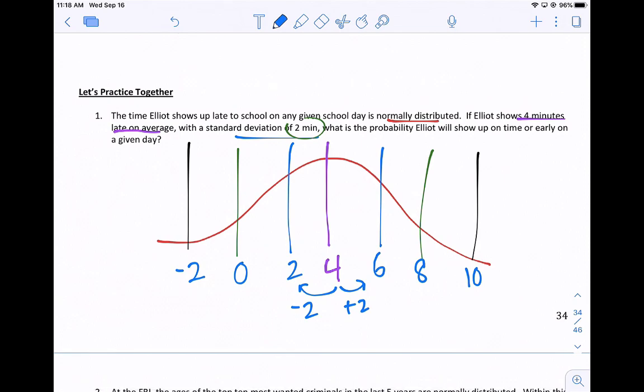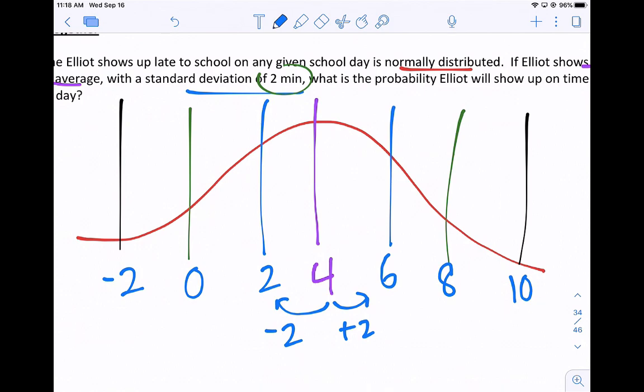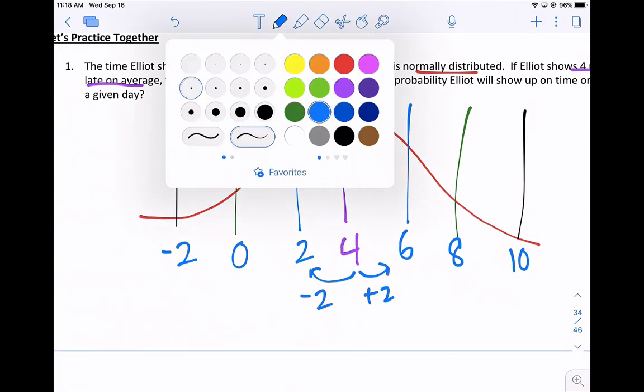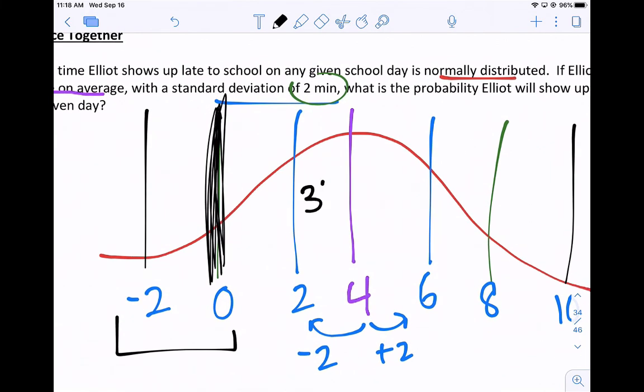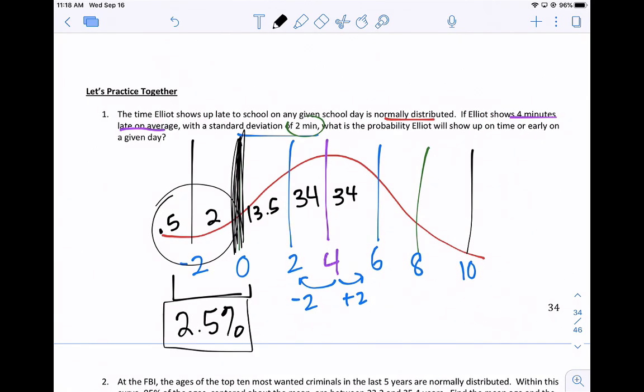So then it says, what is the probability Elliot will show up on time or early? So think about what these numbers represent. Which number here represents on time? Again, 4 minutes late was the average. So on time would be this line right here at 0. 0 minutes late, and then the -2 would be 2 minutes early. So this is on time or early. And we need the percentages, so we'll use that empirical rule. I'll write them in. This is 34%, 13.5, 2, and 0.5%. So if we look at this normal distribution for Elliot, he has a 2.5% chance of being on time or early.